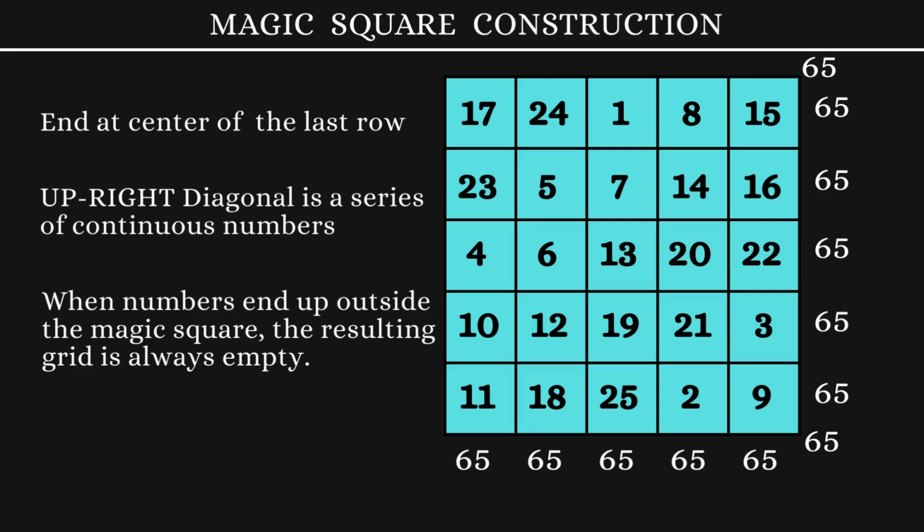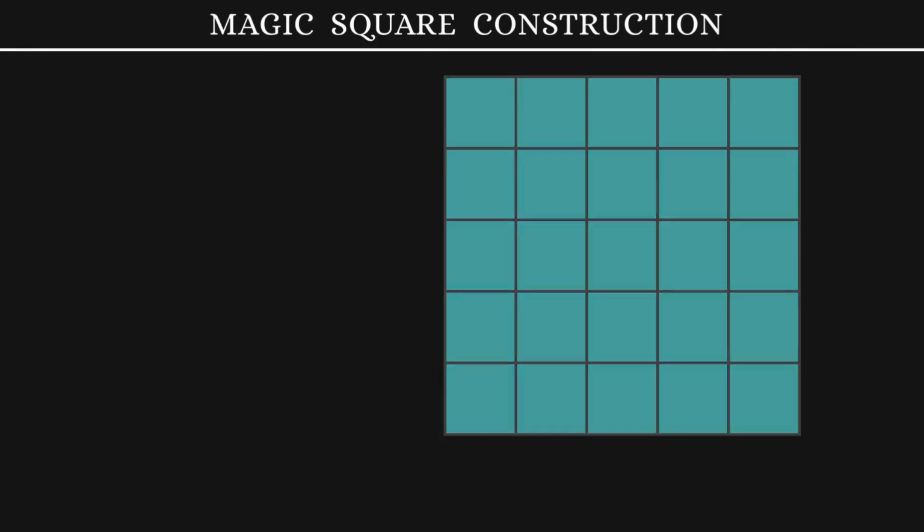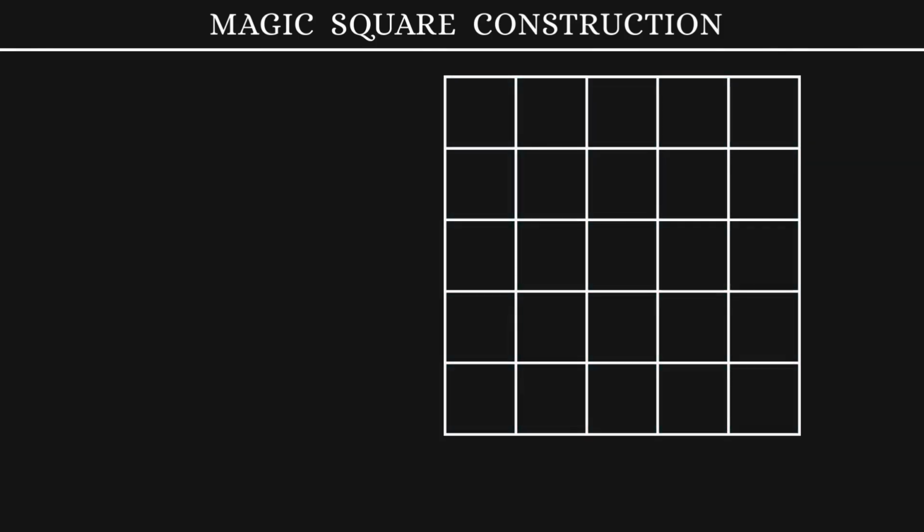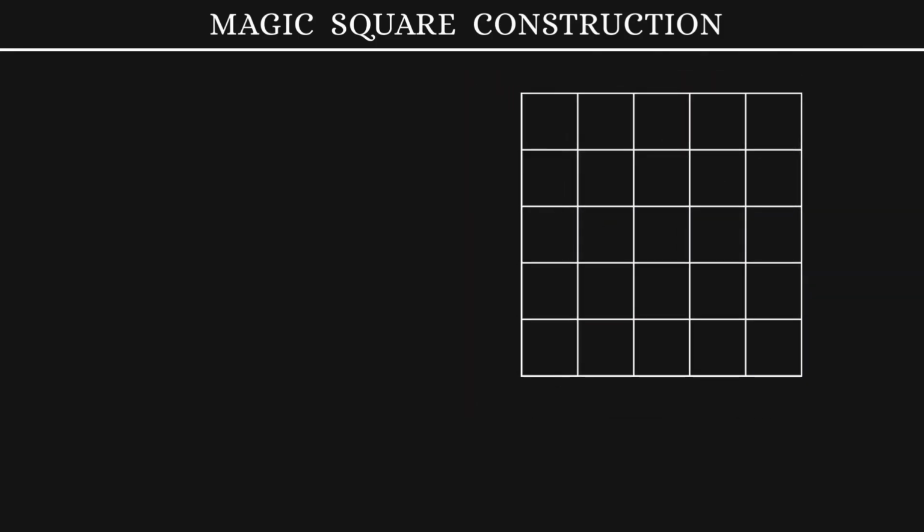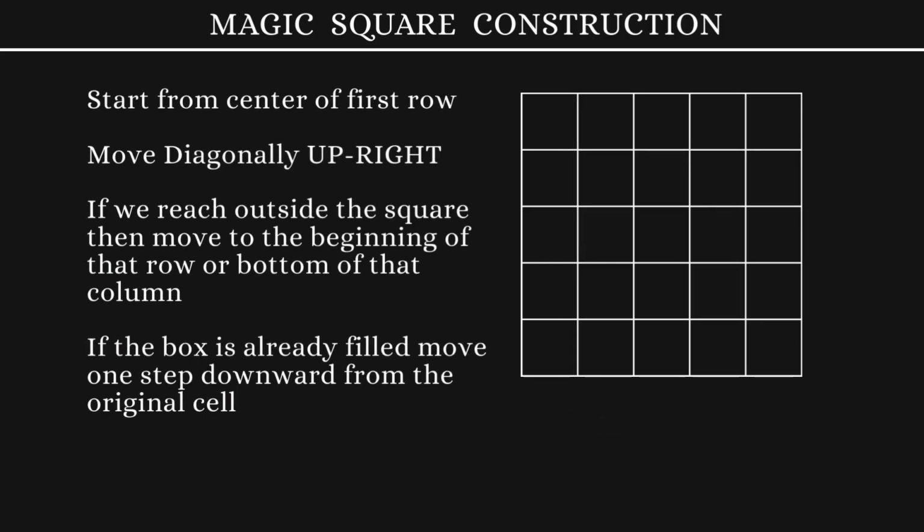Now let's see some more magic. In this example, we started from 1 up to 25. But you could use any number and continue as a series. Let's say we start from 25. We'll be using the same rules. So we'll start from the center of the first row. Here.